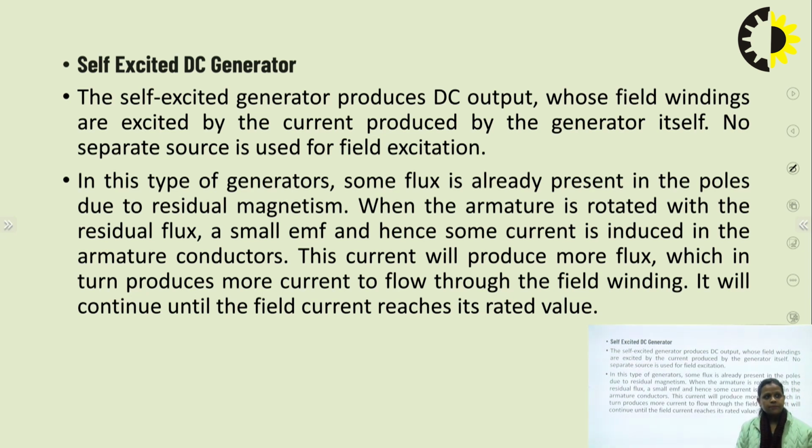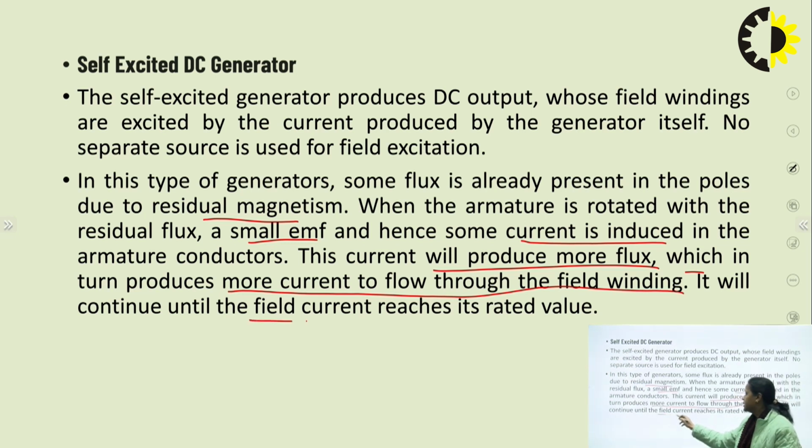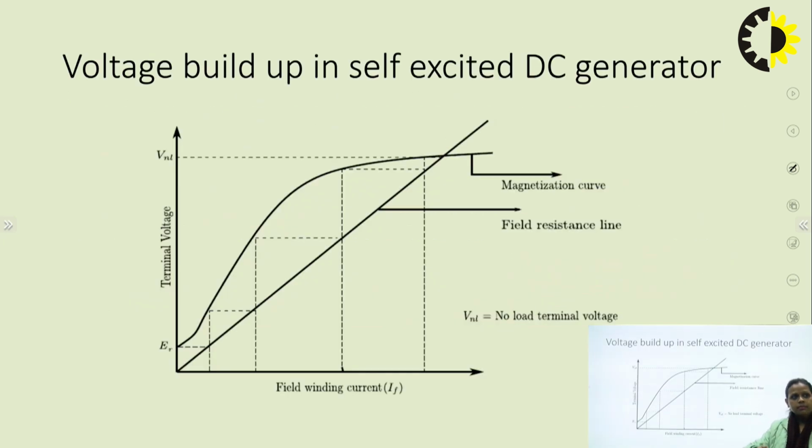In this type of generator, some flux is already present in the poles due to residual magnetism. So when the armature is rotated with the residual flux, a small EMF, and hence some current, is induced in the armature conductors. Now this current will produce more flux, which then produces more current to flow through the field winding, and it will continue until the field current reaches its rated value. So there is a voltage buildup process in the self-excited DC generator.